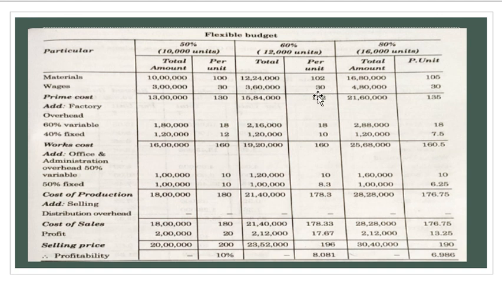So now wages. The cost per unit will remain same. Based on the units, the total wages will change. So 30 is the cost per unit. 30 into 12,000 units will give us 3,60,000. Next, for 80% capacity, wages is 30 cost per unit. How many units? 16,000 units. So 16,000 into 30 will give us 4,80,000. So when we add up our material and wages, we will be getting our prime cost, total amount as well as per unit cost. Then after finding out the prime cost, we will add up factory overhead.